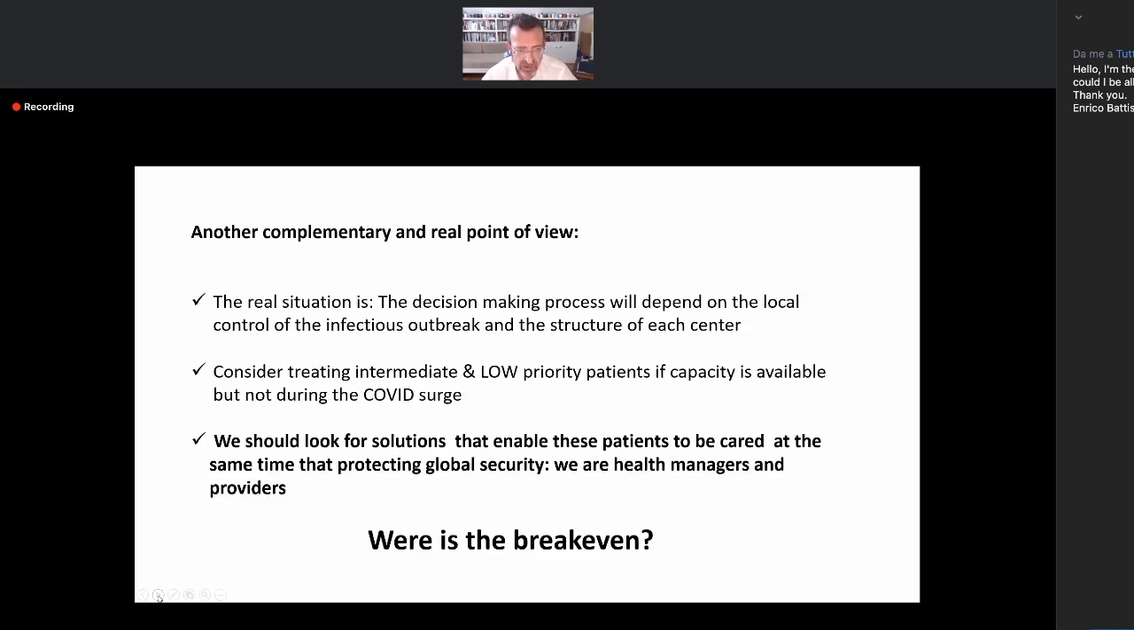So with this scenario, we can say that also the decision-making process depends on the local control of the infectious outbreak and the structure of each center, which we can consider that we have some hospitals that are clean places, and also other big hospitals where all the patients are sent to remain when they get the infection. So the management of the situation depends not only on each country and each city, but also on each hospital. What I want to tell you is that we have to look for solutions also in the current situation.